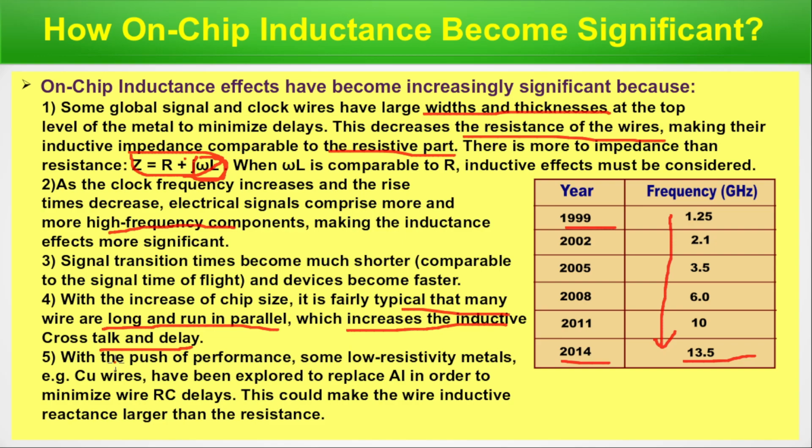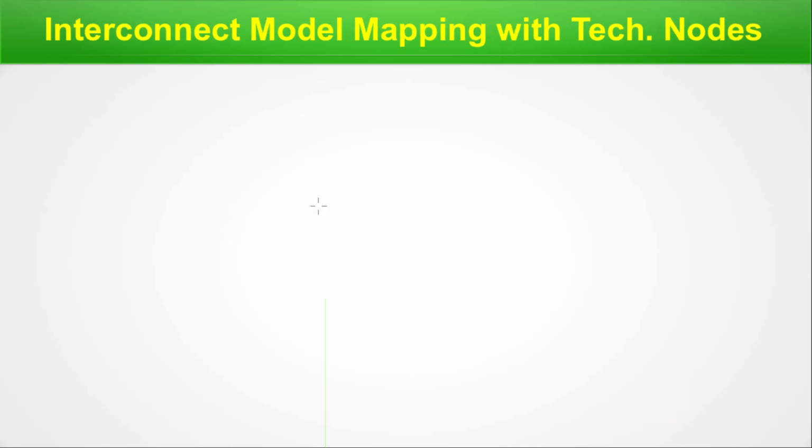And with the push of performance, low resistivity metals like copper have replaced aluminum in order to minimize the RC delays. That increases the inductive effect more because resistance is becoming less. So this portion is again becoming more significant compared to R. So that's a point. Now let's move to the next slide.